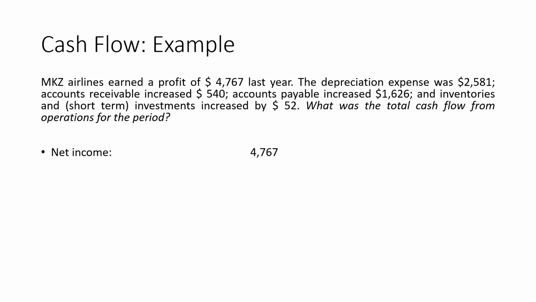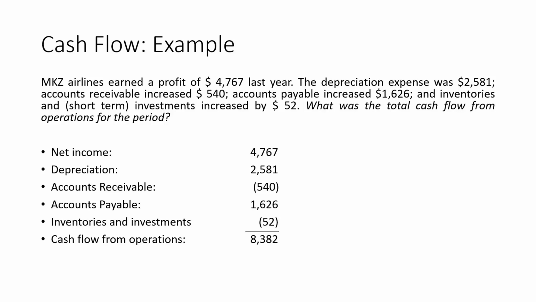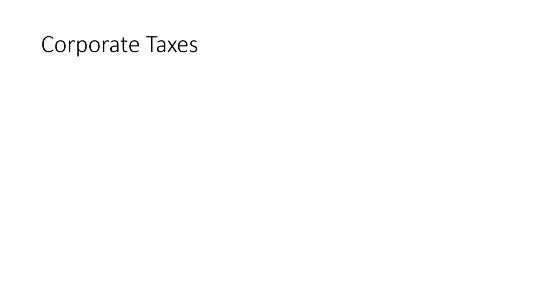So net income plus depreciation, minus the change in accounts receivable, plus accounts payable, minus the change in inventories and short-term investments, is the total answer of cash flow from operations of 8382. So this is summarizing what we learned in the previous chart about the effect of other things on cash flow from operations. Now let's talk about corporate taxation a little bit.